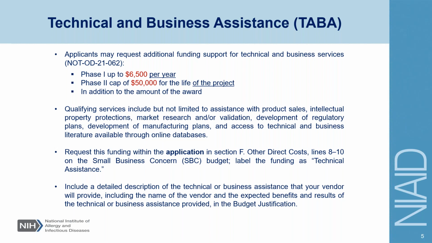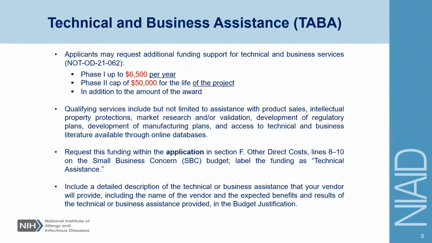For TABA services, the qualifying services could include, but not limited to, assistance with product sales, intellectual property protection, market research and or validation, development of regulatory plans, development of manufacturing plans, and access to technical and business literature available through online databases. You can request TABA funding within your application in Section F under other direct costs lines 8 to 10 in the small business concern budget and label it as the funding as technical assistance.